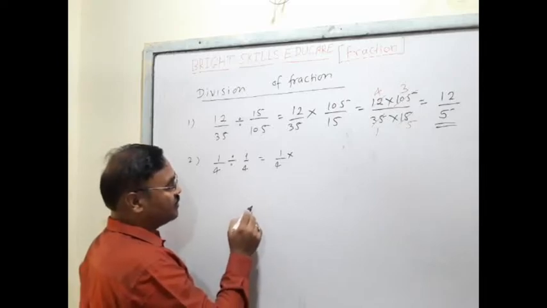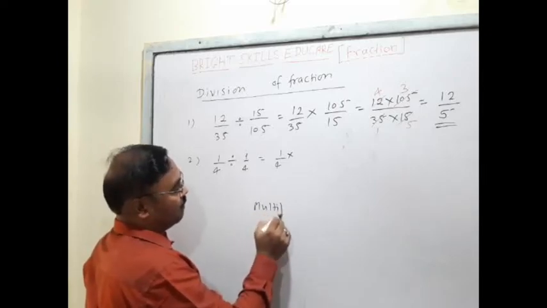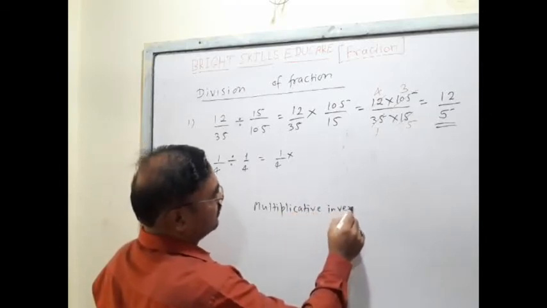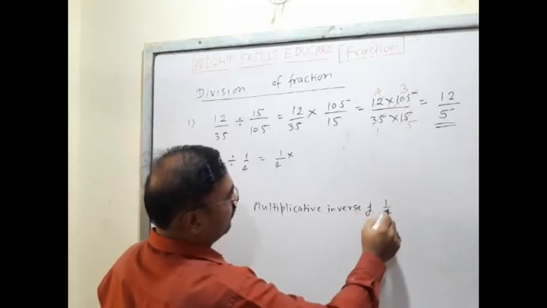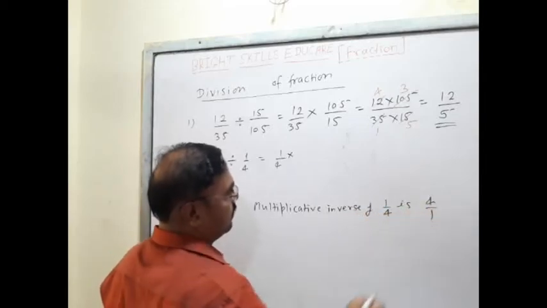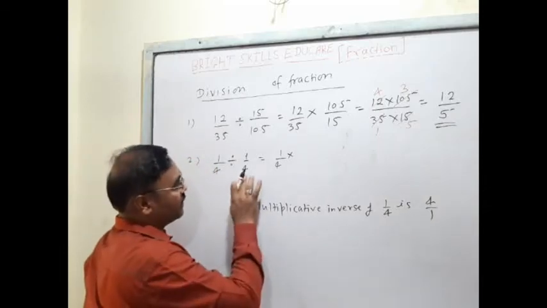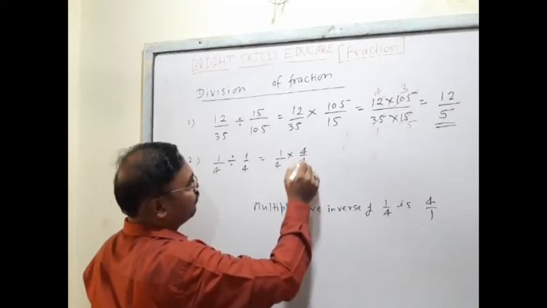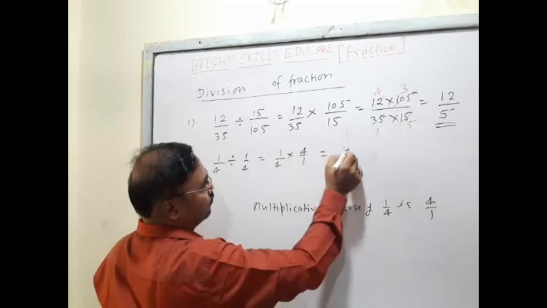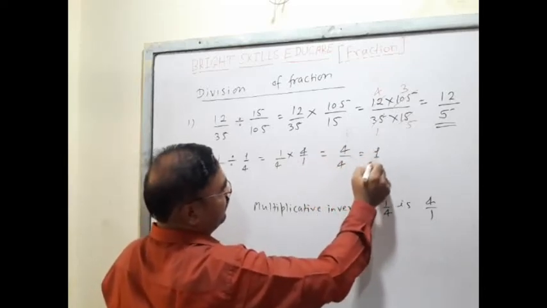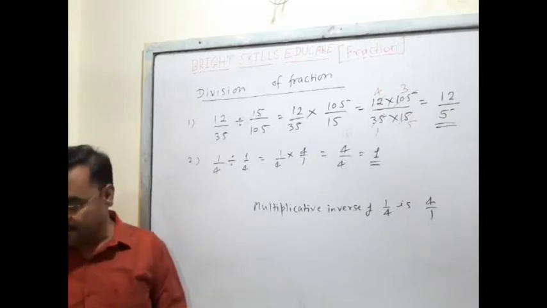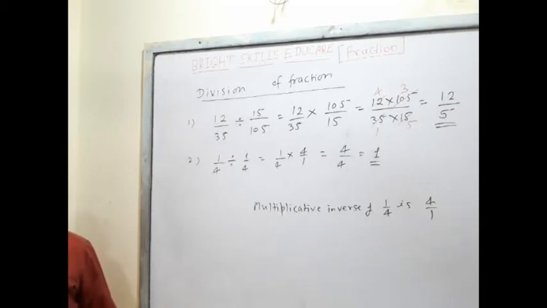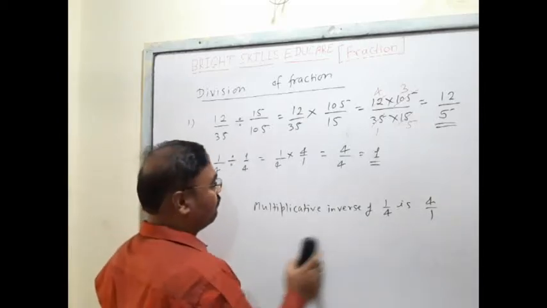What is multiplicative inverse? Multiplicative inverse of 1 upon 4 is 4 upon 1. So students, 4 1s are 4 upon 4 becomes 1. So if 1 upon 4 is divided by 1 upon 4, the answer comes 1. Similarly, you understood what is the multiplicative inverse?